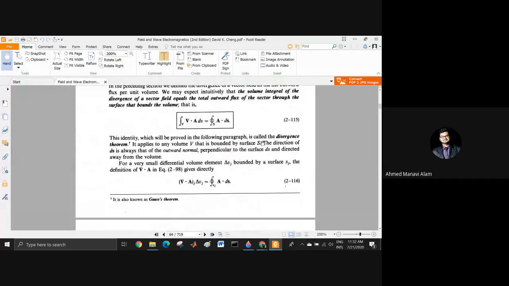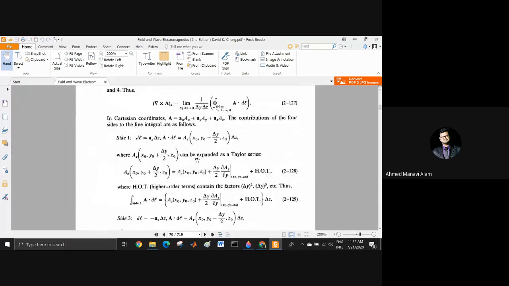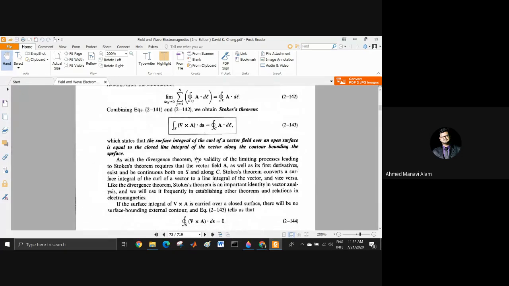The main thing I want you to understand well is two theorems. One is the divergence theorem: the volume integral of the divergence of a vector field equals the total outward flux of the vector through the surface that bounds the volume. Another is Stokes' theorem: the surface integral of the curl of a vector field over an open surface is equal to the closed line integral of the vector along the contour bounding the surface.